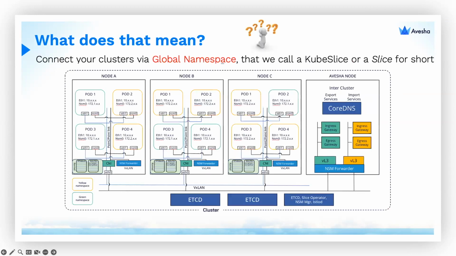Now, what does it mean to create a KubeSlice? Well, it basically connects your clusters via a global namespace. We create a VPN connection via layer 3 networking and create a private IP address and DNS, allowing for very secure connectivity, connecting your namespaces in a global fashion.